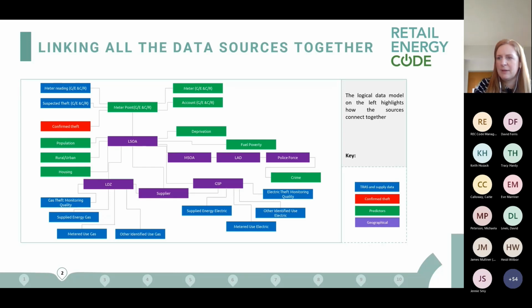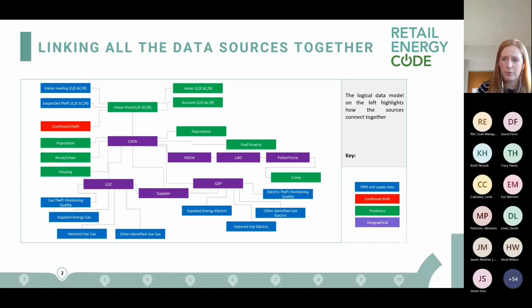From the TRAS data and supply data we had the meter readings and the suspected thefts, and we were able to get the meter points from that, and therefore information around the meter and the account type. That's whether it was gas, electricity, commercial or residential. From the meter point, we were then able to allocate that to the LSOA, so we knew what region it was in, and from that we could tie together the additional predictive data.